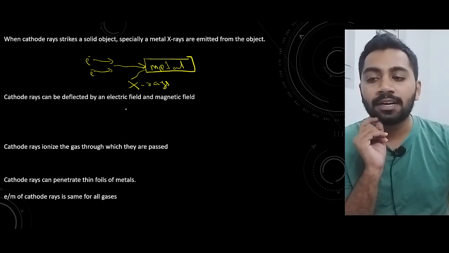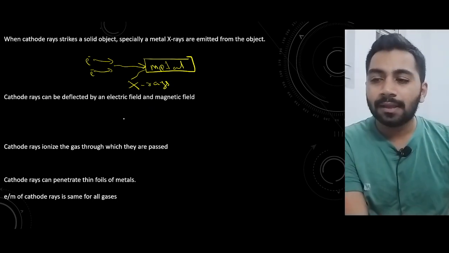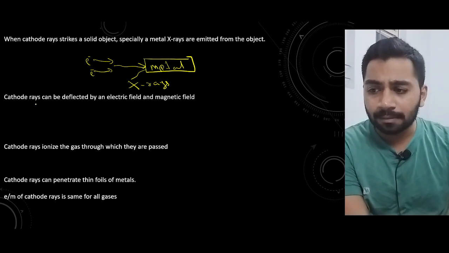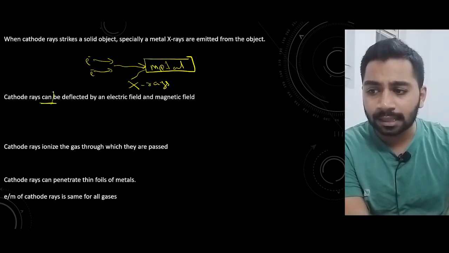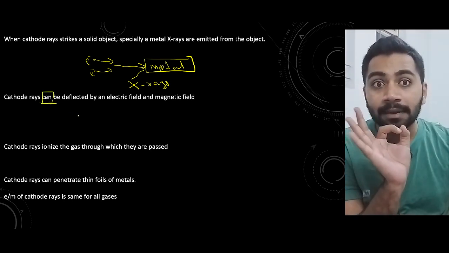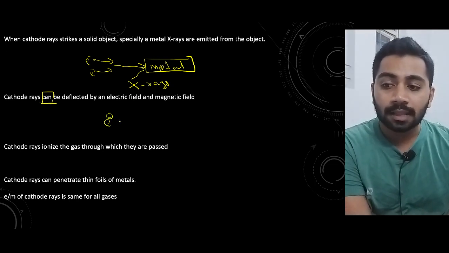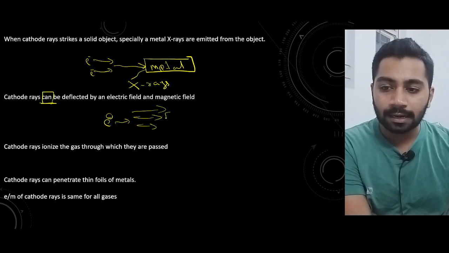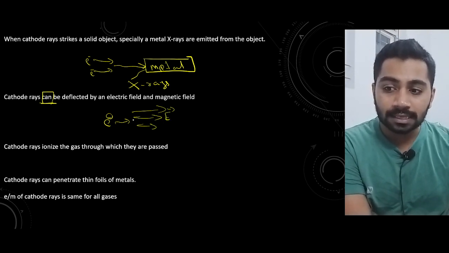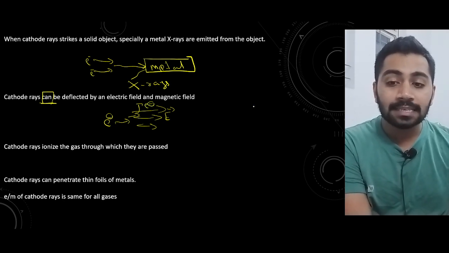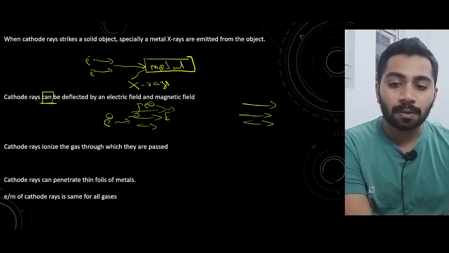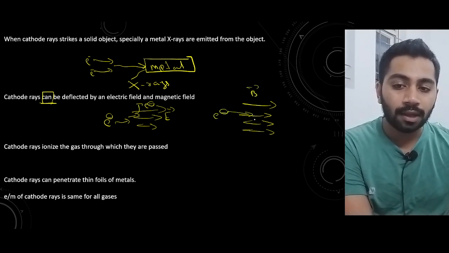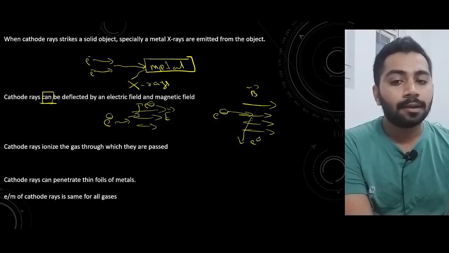Cathode rays can be deflected by electric and magnetic fields. See, very simple. Remember, it can be deflected, which means it is moving. If there is some electric field here, this can deflect. And similarly, if this is your magnetic field, now if the electron falls here, it may deflect in any direction.